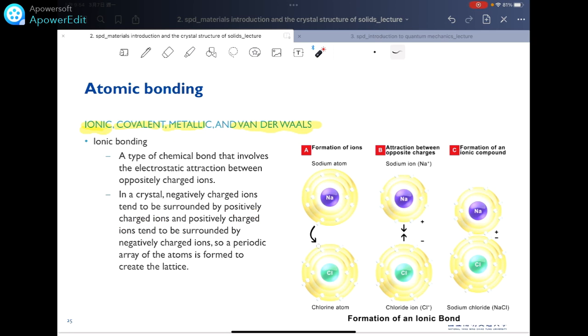So you can see that this sodium and this chlorine alternate here, and then the outside of the sodium we have the positive charge, and the outside of the chlorine we have the negative charge here. So in the end, based on this positive and negative attraction, we can form the bond here. So that's an ionic bond.